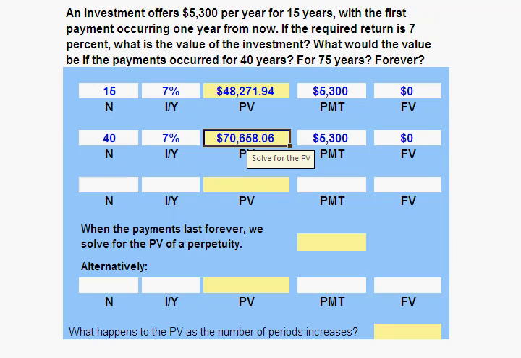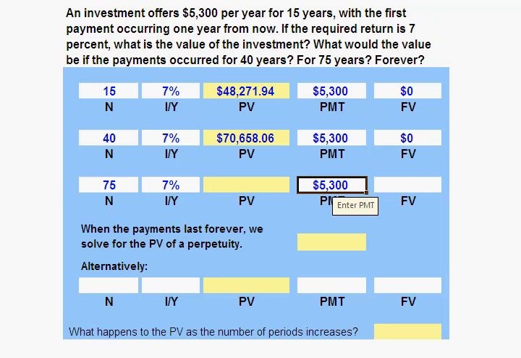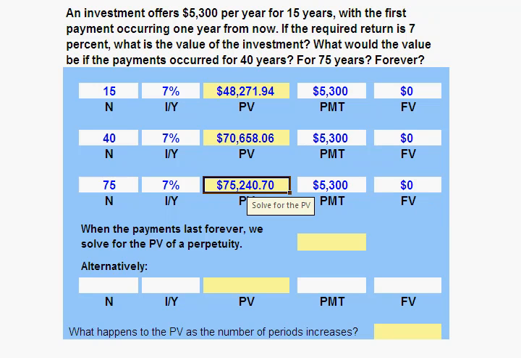$70,658.06. If we were to receive these cash flows every year for 75 years, we would enter 75 for n, the number of periods, 7% again for our interest rate, $5,300 for our payment, 0 for the future value, and once again we would solve for the present value and find the investment would have a present value of $75,240.70. Notice the present value has been increasing.